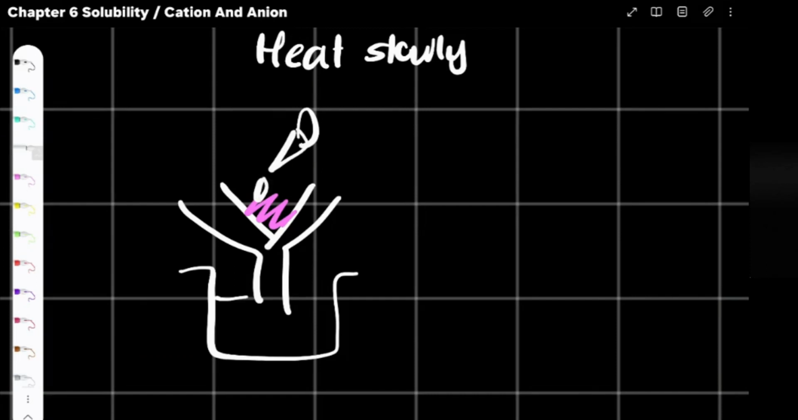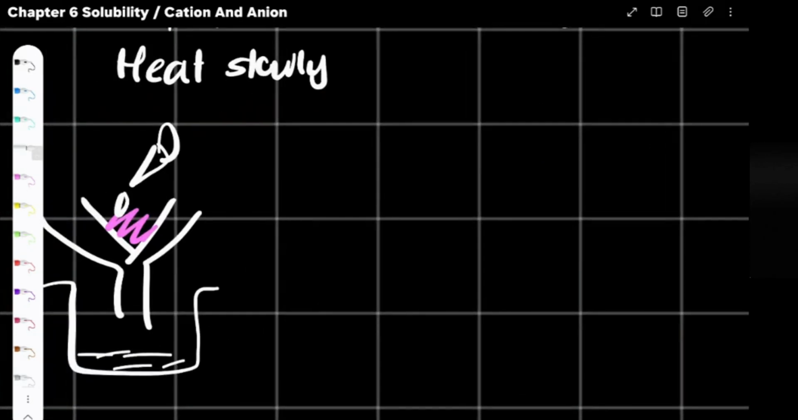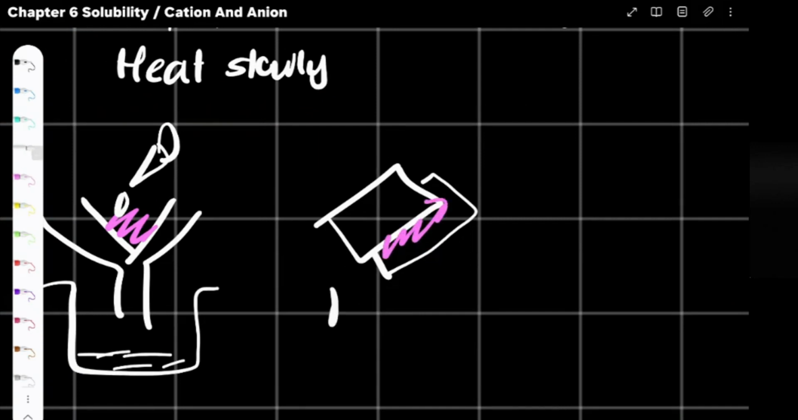All right. And then you're going to get some water on the bottom, the leftover water. And then you have to make sure it's dry. So how do you do it? You have to put it between two filter paper. This is filter paper, by the way. And then you have to pat it, and ta-da, you're finished.